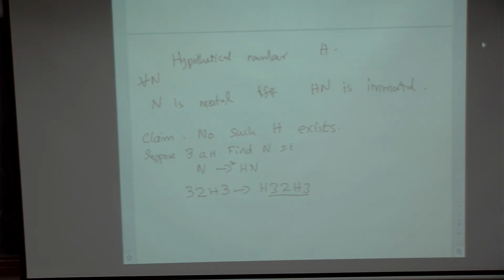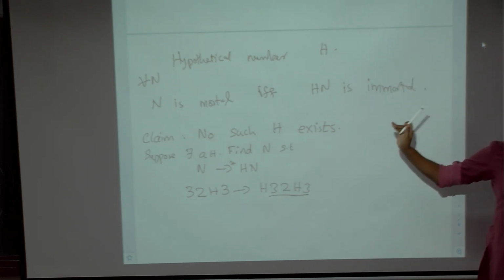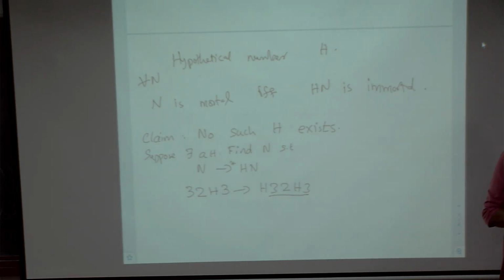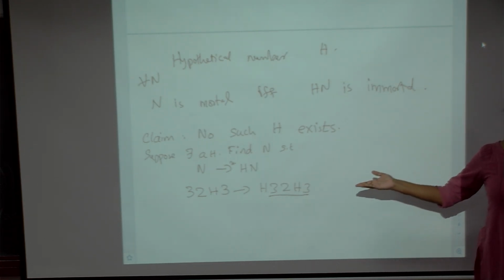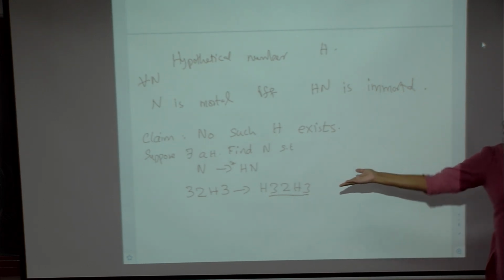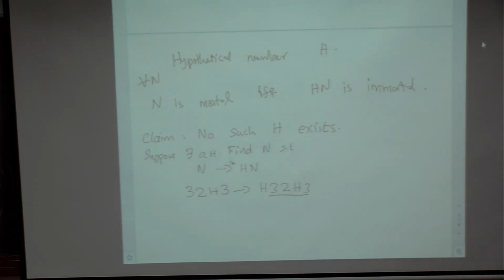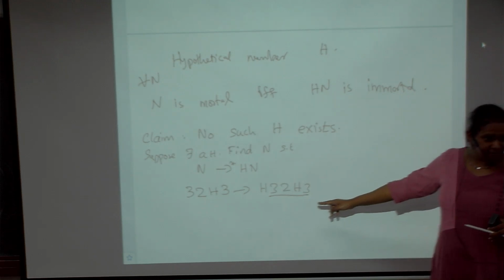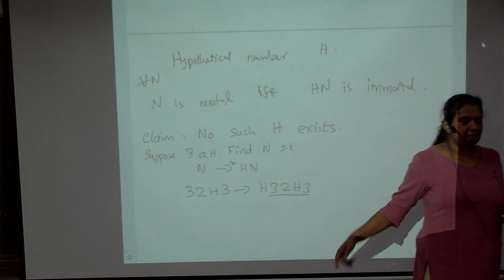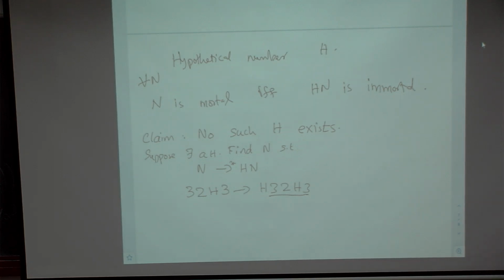No, we just showed that such a hypothetical number h cannot exist. It can neither be mortal nor immortal, right? Because of this, it's like a paradoxical thing. So we are deriving a paradox here. That is what I'm saying: if there was such an h, then we will get into this paradox. That's the problem. It's with respect to this.